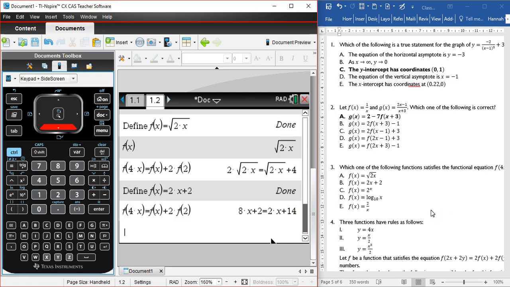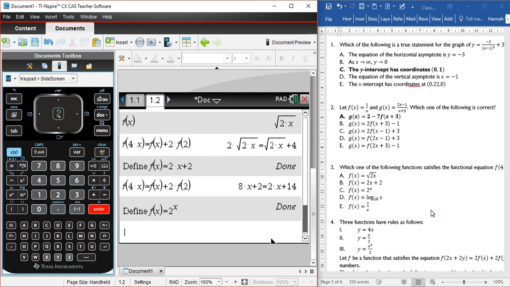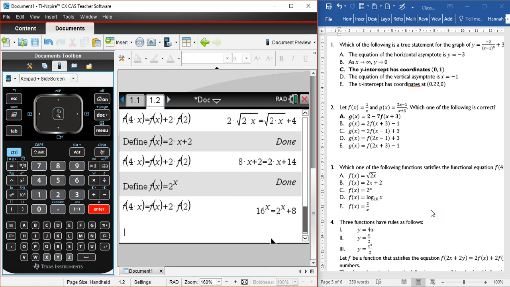So continue with the C, 2 to the power of x. This is C. I'm going to highlight it and copy and paste again. Doesn't look that good. D.